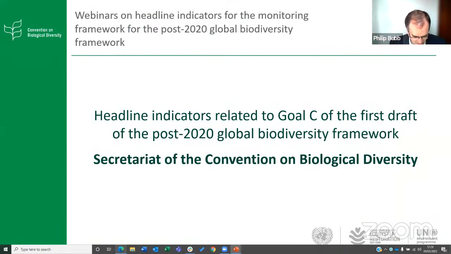So we're going to have two indicators we're going to look at together here related to Goal C: the indicator on monetary benefits received and the indicator on non-monetary benefits. And Julie Roy from the Secretariat of the CBD is going to present the status of these indicators. Hello, Julie.